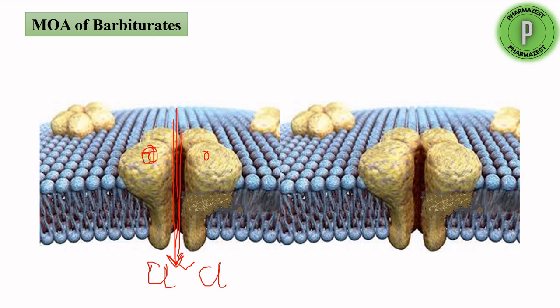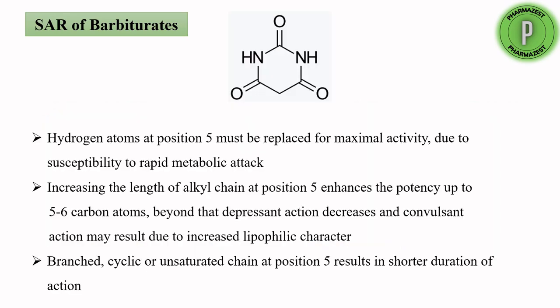So the barbiturates come and bind to the GABA cell. As a result, the chloride ion channel opens and the chloride ions enter into the cell and the cell gets hyperpolarized. As a result, presynaptic and also postsynaptic inhibition takes place. That is how they potentiate the effect of GABA.